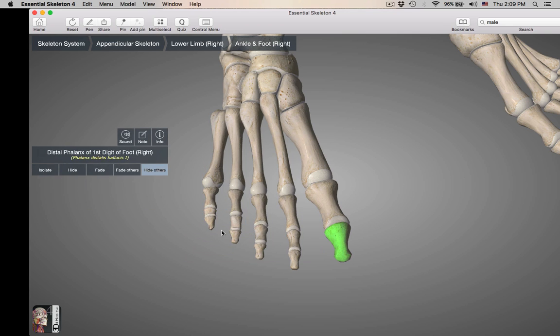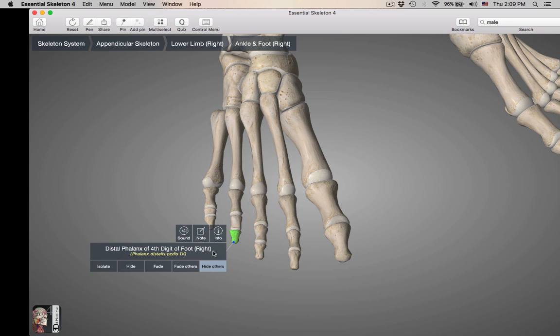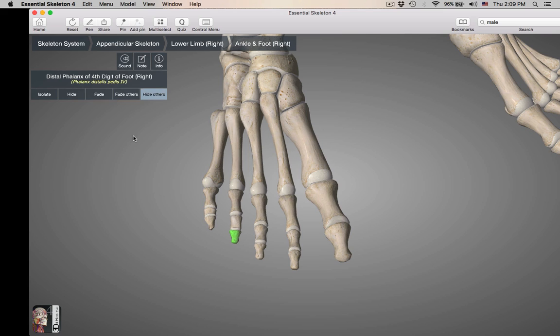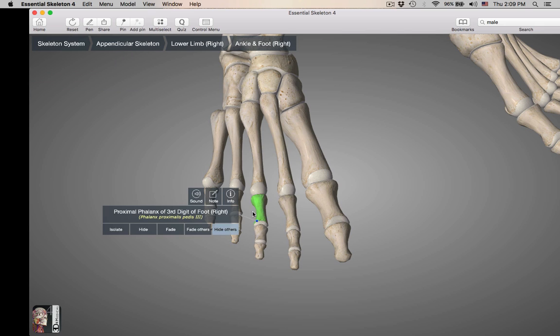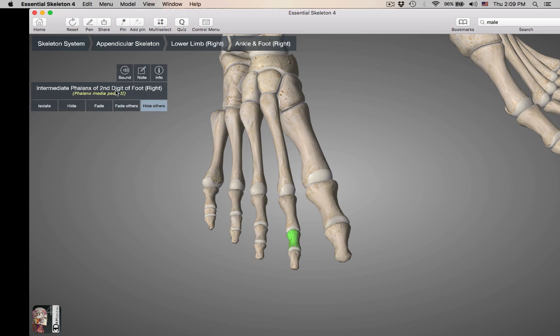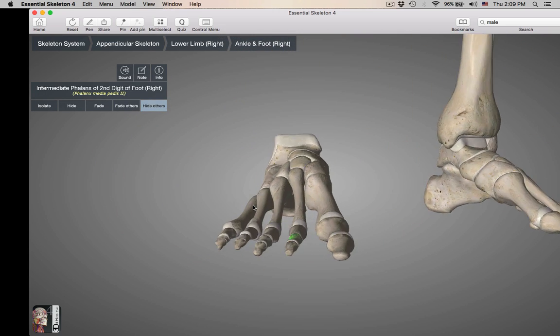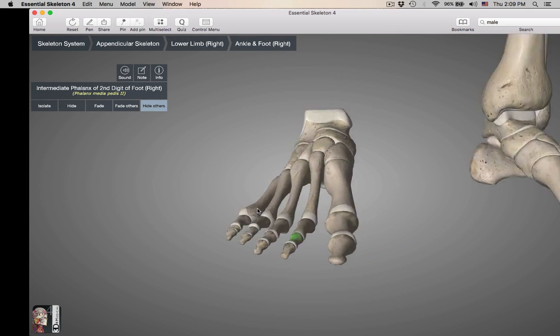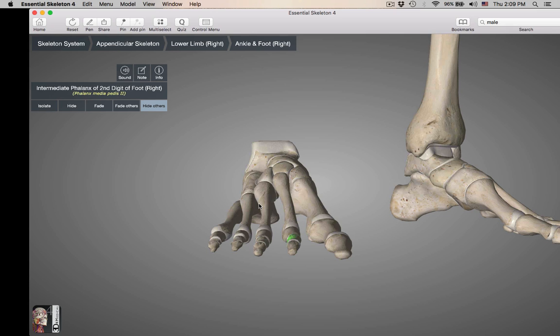What bone is this? Distal phalange number 1, 2, 3, 4. Distal phalange number 4. Proximal phalange number 3. Middle phalange number 2. So not too bad. So those are the bones of the lower extremity.